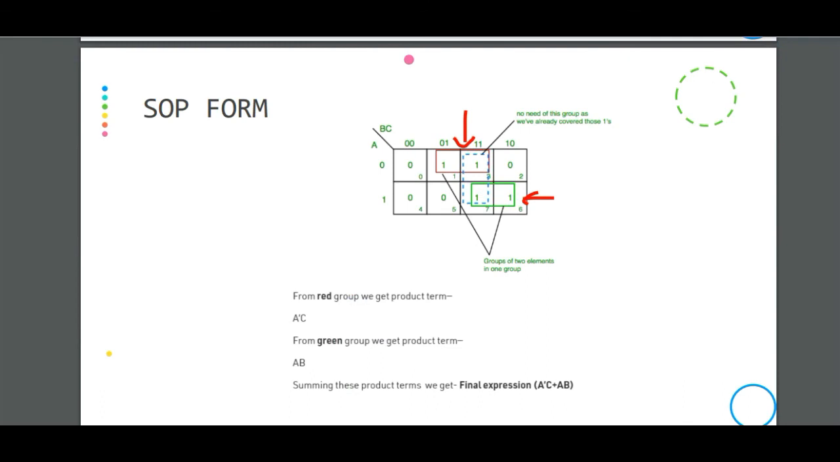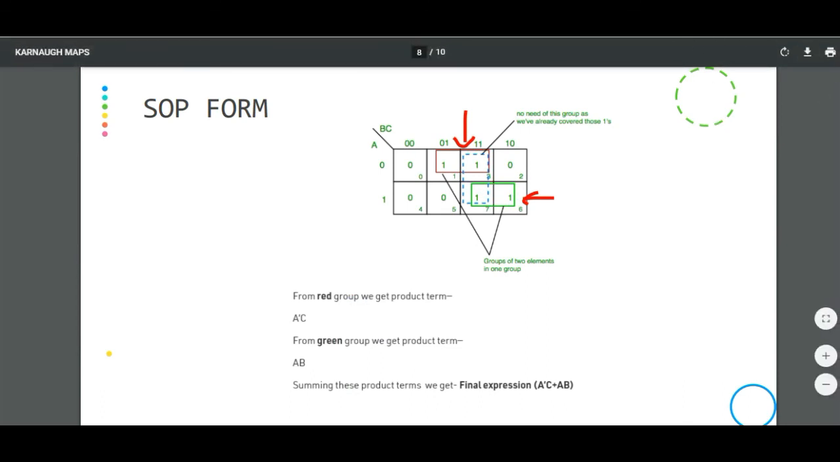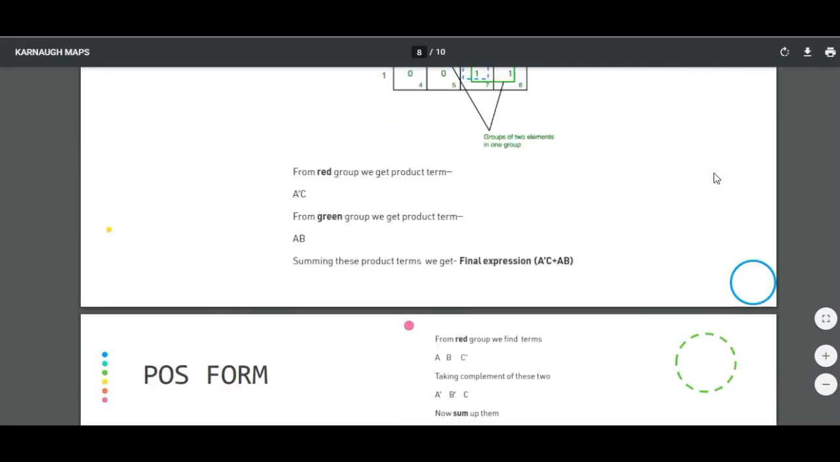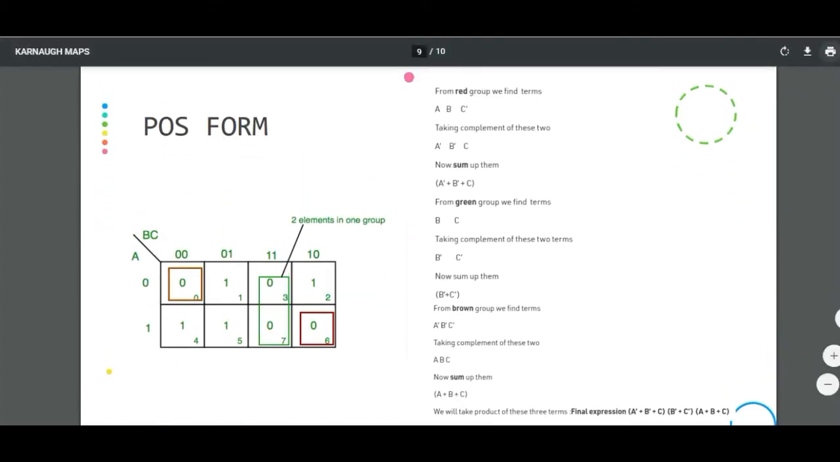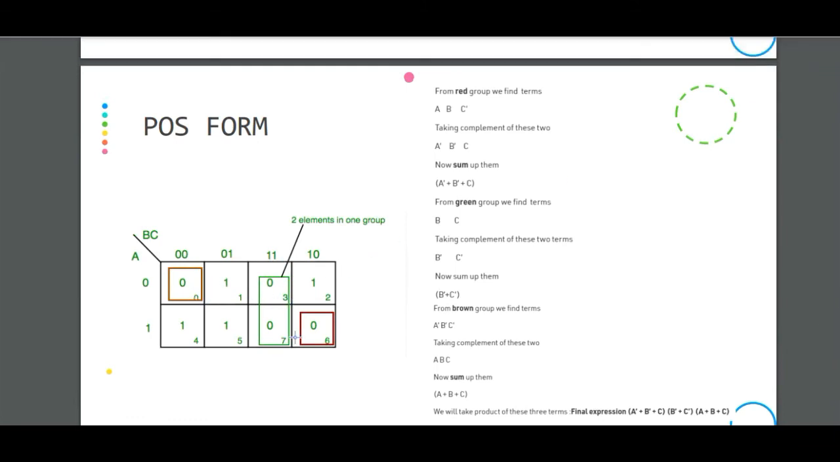And moving on to the next one. This is the POS form. The difference in a POS form is you circle only the zeros, as you can see, and we are going to disregard the ones, and we are going to extract the answer from here by only taking the zeros. In the same way, the only difference is we circle the zeros instead of ones. So that's basically what you need to know about Karnaugh maps.